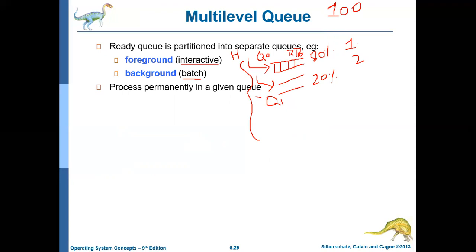Say this queue is 3 milliseconds, then each process will get 3 milliseconds, 3 milliseconds, 3 milliseconds, like that. In total it will get 80 milliseconds. Once that 80 milliseconds is over, the operating system will start picking up jobs from Q1. It will take the first job from Q1 and give it to the CPU.